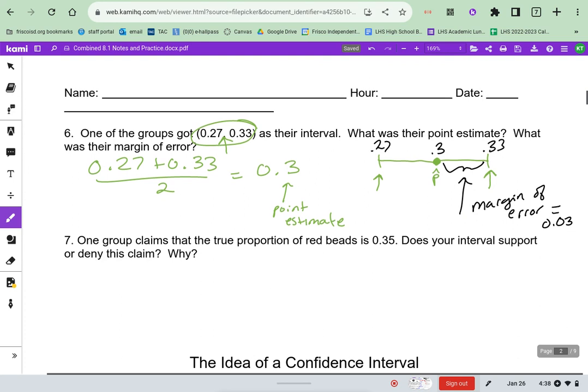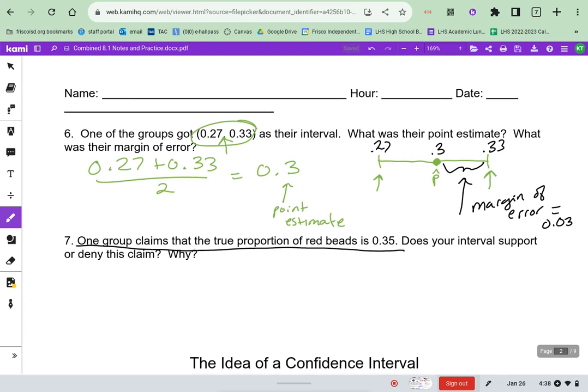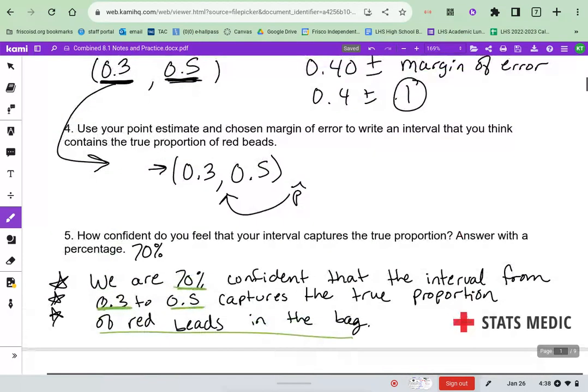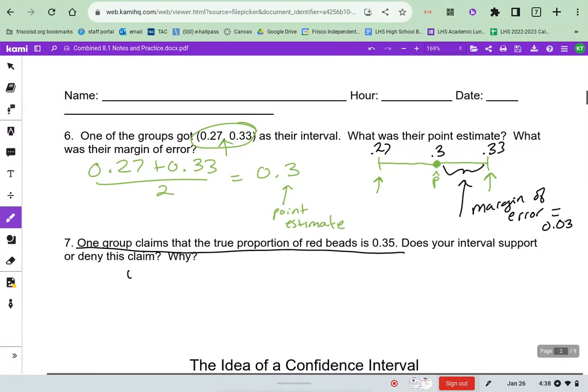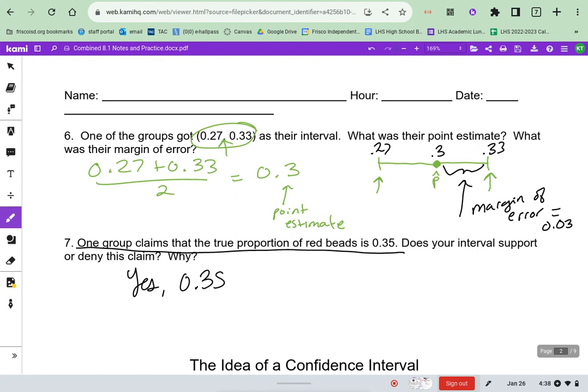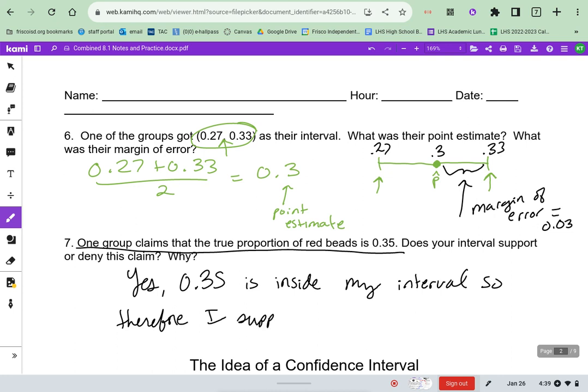Okay, so back to our confidence interval. One group claims that the true proportion of red beads is 0.35. Does your interval support or deny this claim? Okay, so remember, our interval was 0.3 to 0.5. And look, 0.35 is inside that interval. So I'm going to say yes. 0.35 is inside my interval. So therefore, I support this claim. If 0.35 was not in my interval, I would say I do not support this claim. It is not contained in my interval.